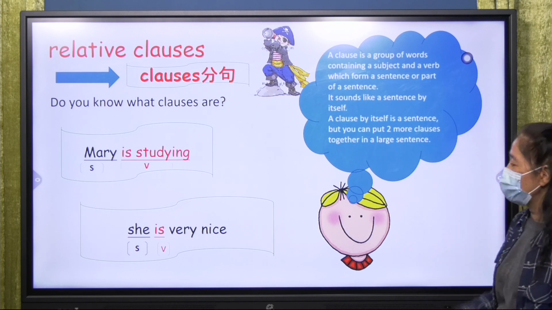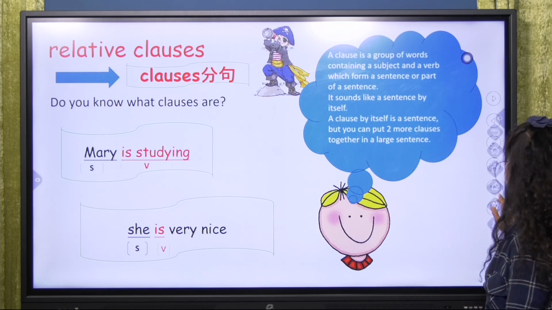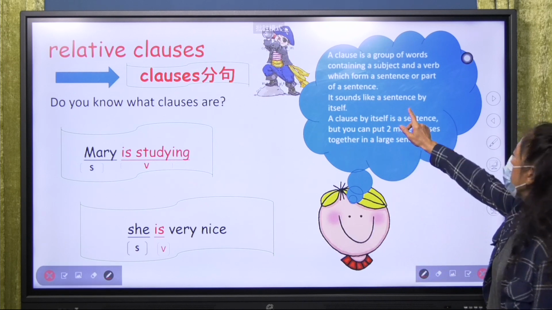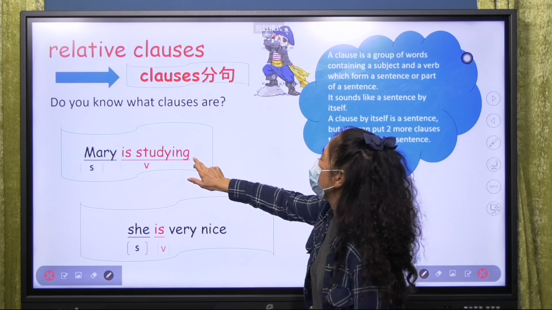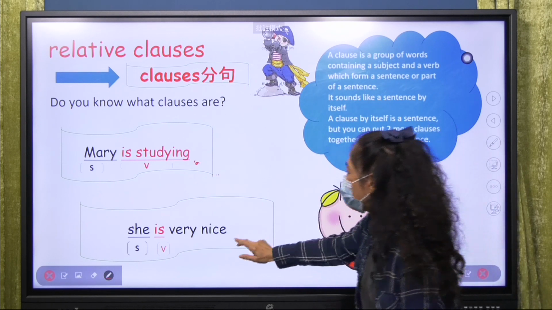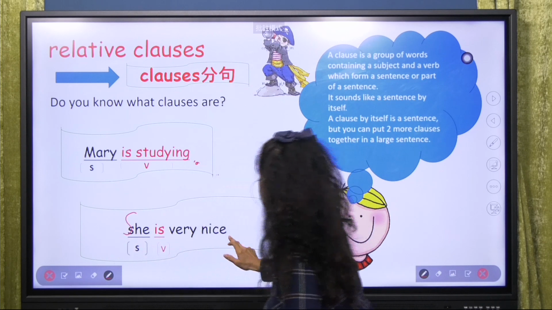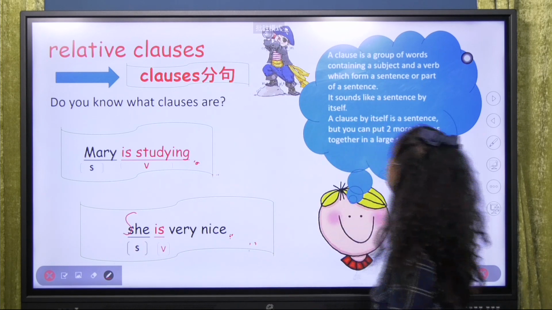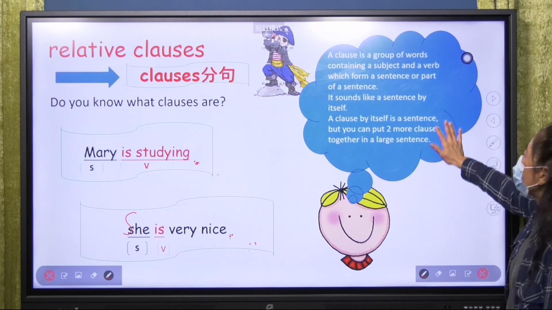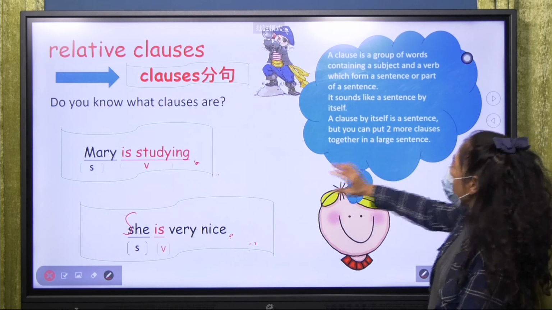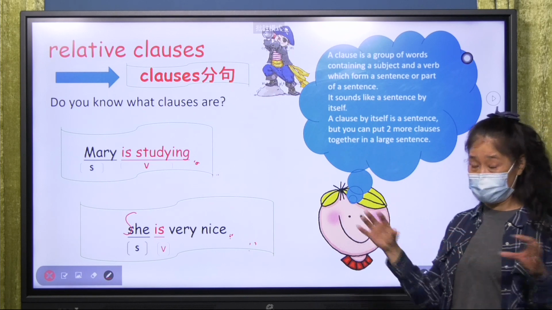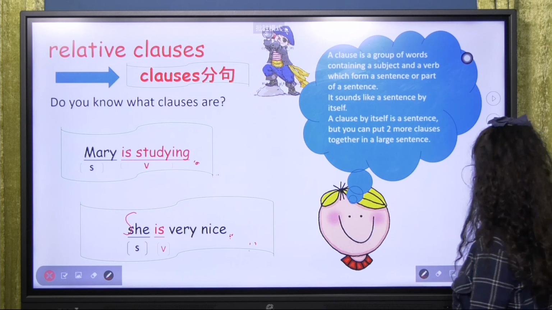Now, pay attention. It can be a sentence by itself if I put a full stop here, all right? But of course, a clause by itself can be a sentence, but you can also put these 2 clauses together and make a large sentence, all right?